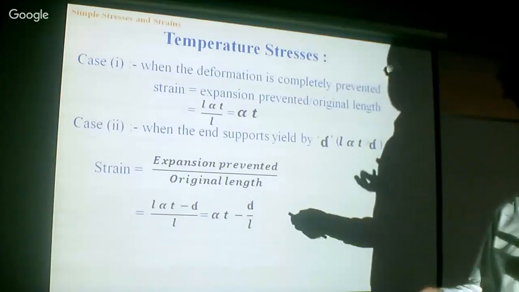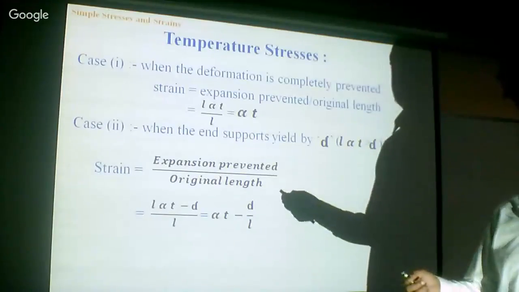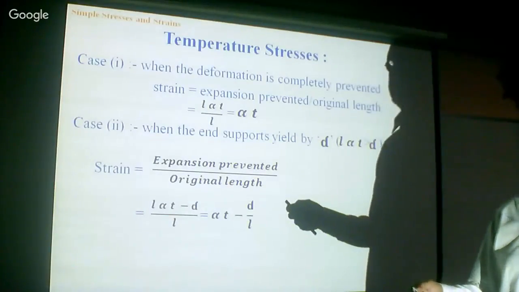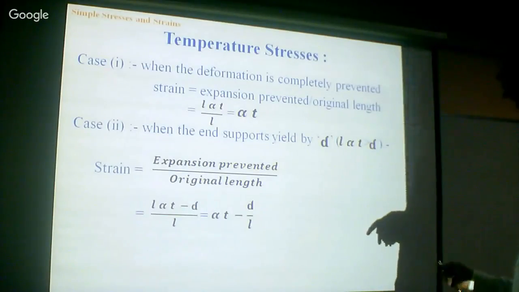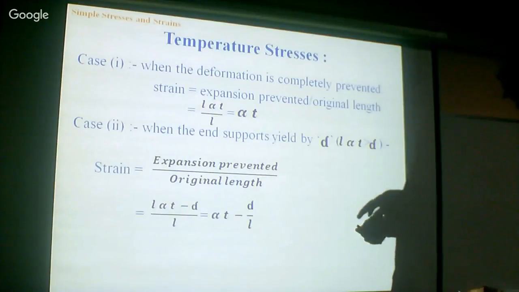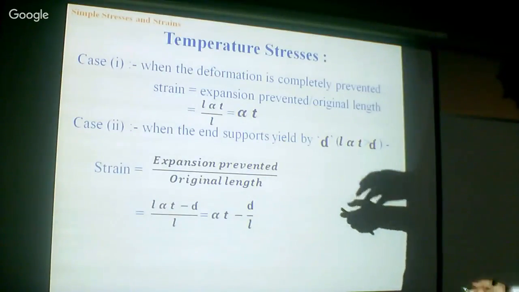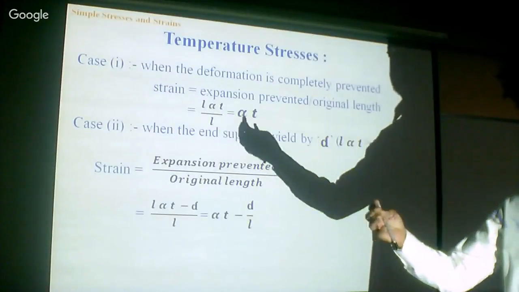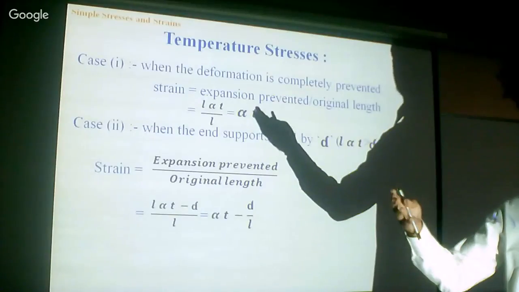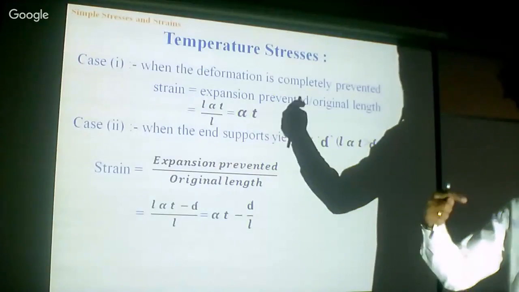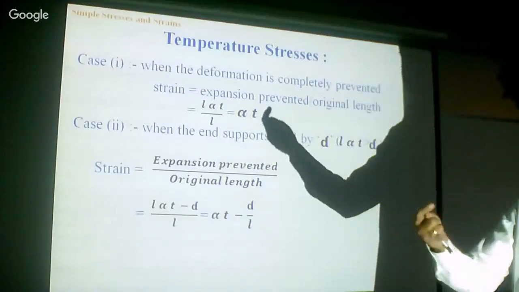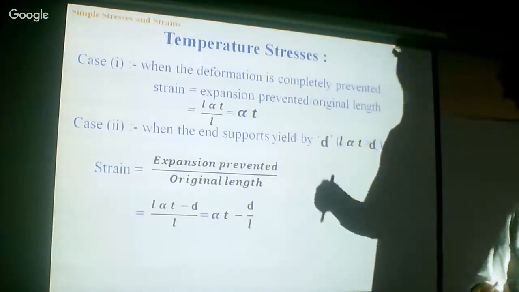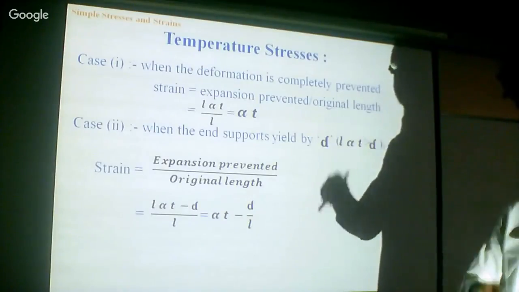The stresses developed in the material when it is not allowed to expand freely. When the body is allowed to expand freely, it expands by alpha T times the original length. Now, when the body tries to expand and we are not allowing it to expand, the internal resistance developed in the material acts in the opposite direction to prevent the expansion. Such forces, that resistance, are the temperature forces.